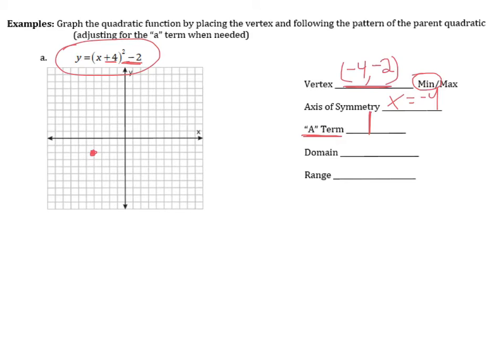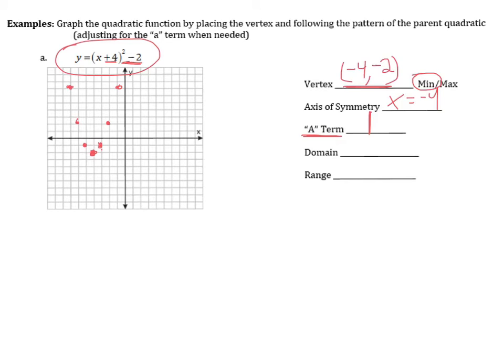As we move to the right 1, we're going to go up 1. To the left 1, we're going to go up 1. Our pattern also said when we move to the right 2, we go up 4, and backwards 2, we also go up 4. And if we move to the right 3, we're going to move up 9. Same thing to the left: you go left 3, you go up 9.